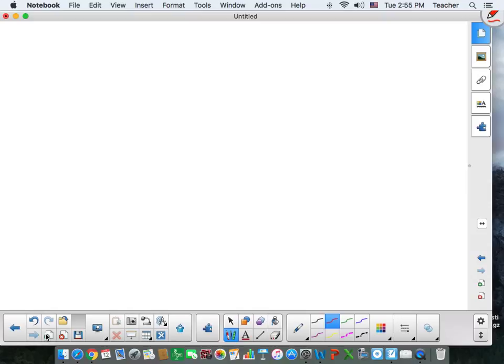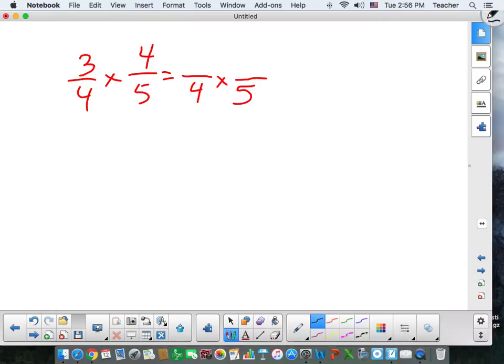The question was 4/5, 3/4. Okay? We are going to rewrite this with new numerators. The denominators do not change. Leave them alone. We are going to switch the numerators.